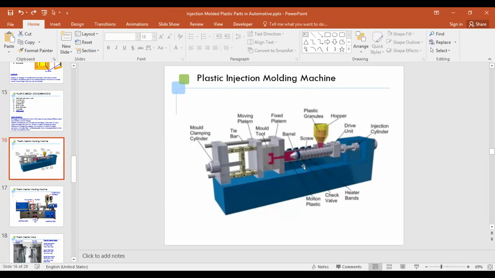This is an image of a plastic injection molding machine. The mold will be mounted here. The granular material is poured from here, and we have some heaters. Because of heat, the molten material is pushed by the barrel, by the screw. We have tons of pressure, and this is injected into the mold. After some time, we have some holding time to cool down and solidify the plastic material. After that, this mold will open here and the part will come out.